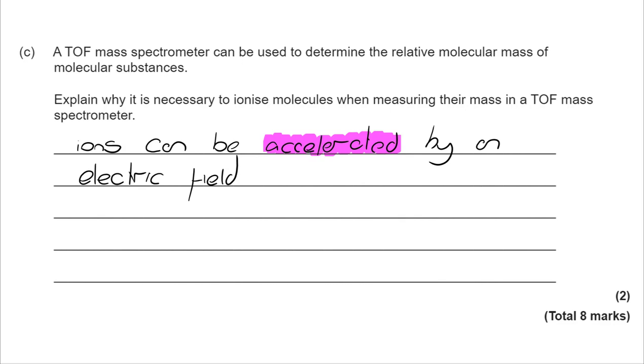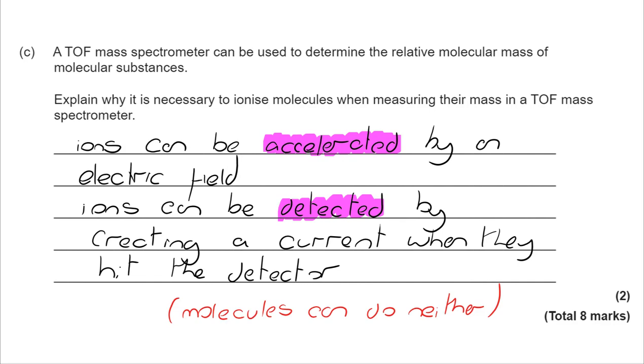We also need them to be ions so that they can be discharged at the end in the detector. When they're discharged, they create a current. And it's the currents that we can then measure, and it's proportional to the abundance of the different isotopes. And just to clarify at the bottom in red, molecules would not be accelerated by an electric field, and molecules would not create a current when they hit the detector.